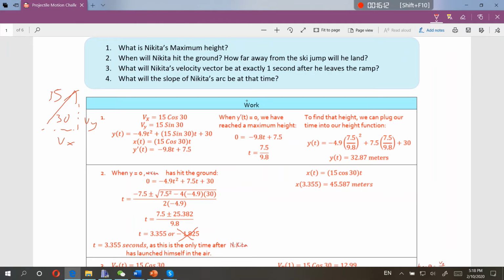So I'm going to take this time, plug it into my horizontal distance equation. That should give us how far away in meters we are before we hit the ground. Any questions on that one?